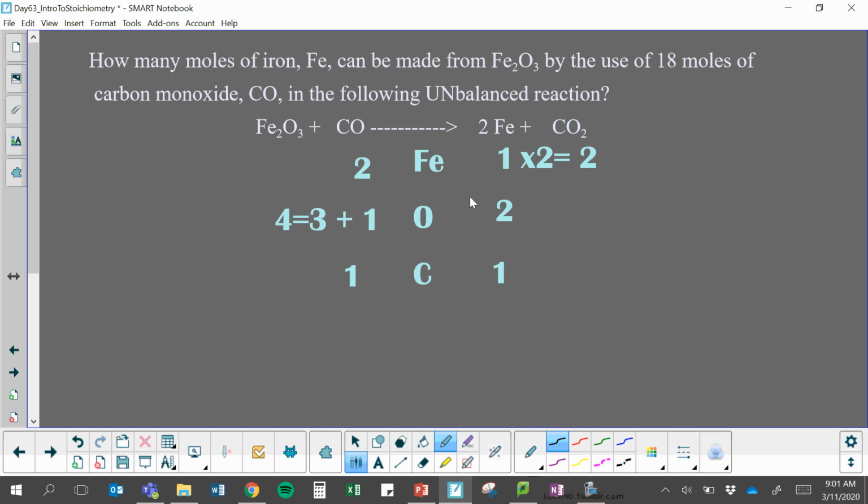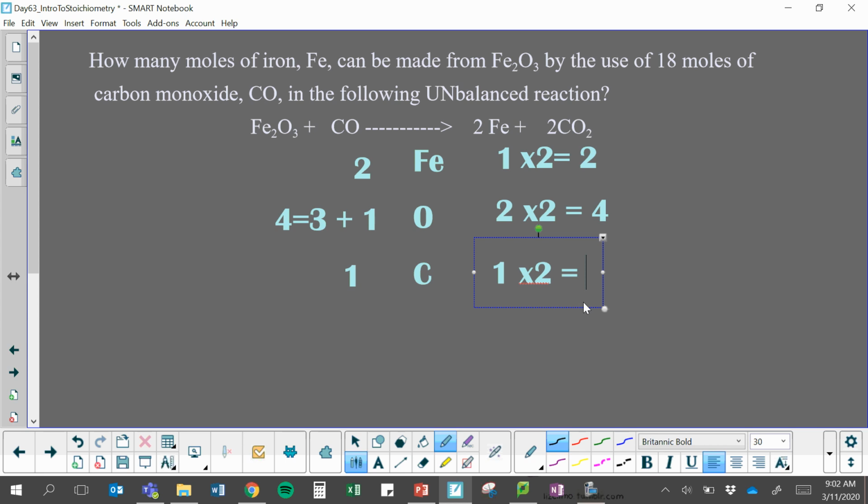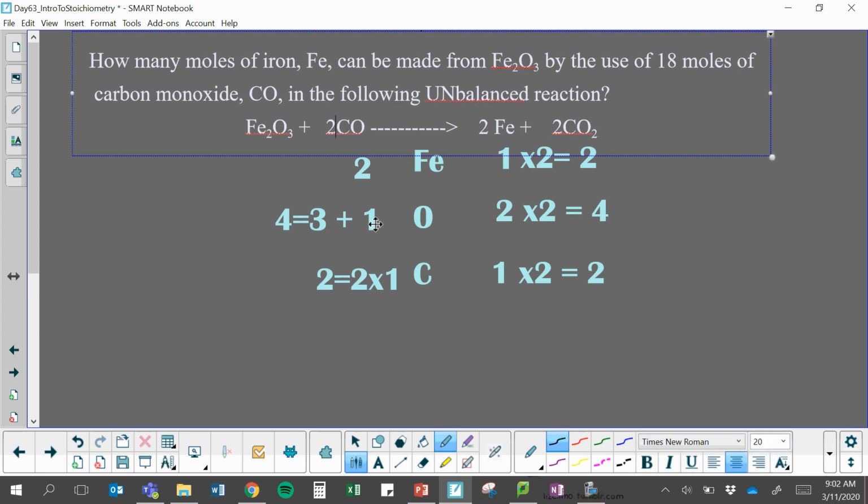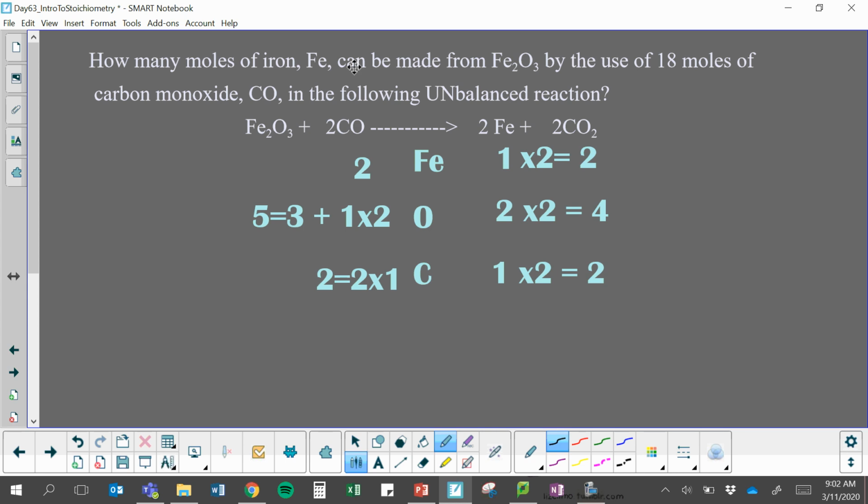But notice here we have our oxygen messed up. And so we have more on the left, so we're going to try multiplying over here by 2 to give us 4 oxygen. However, if we do that, it also multiplies our carbon. So now our carbon has 2, which means to fix that, we need to multiply by 2 on this side. So we'll put a 2 over here, which multiplies this by 2 as well. So now we have 5 oxygen, which messes up everything again.